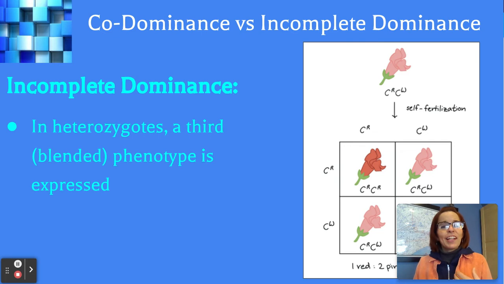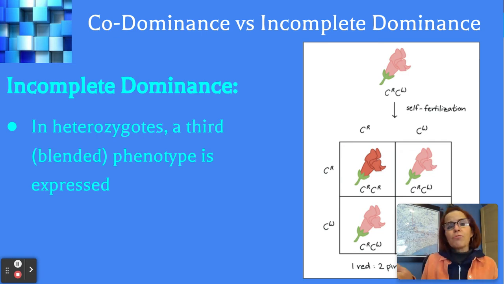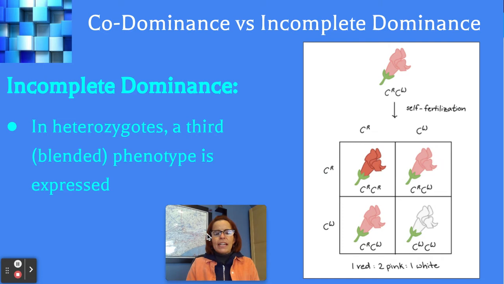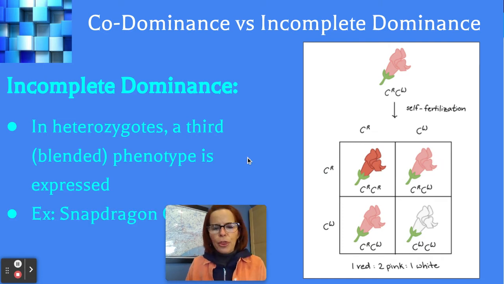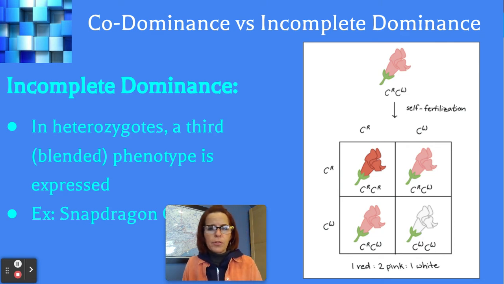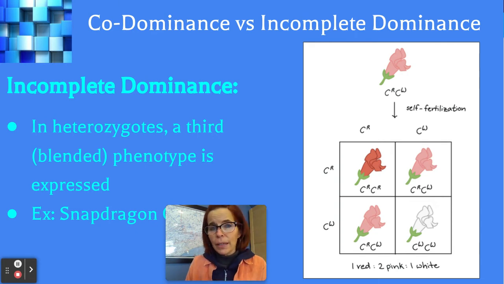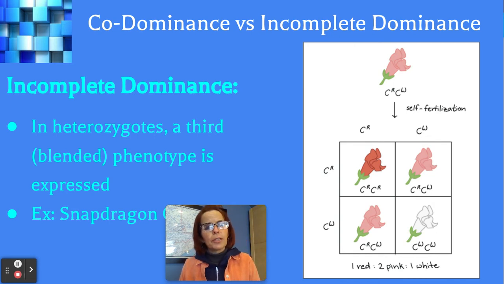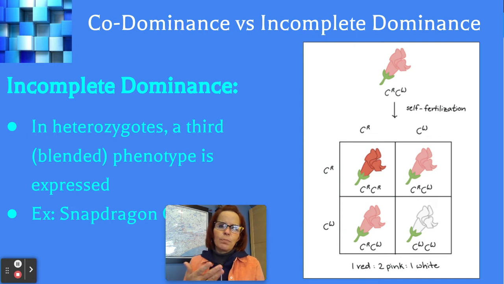Incomplete dominance is kind of what people in Mendel's era believed usually happened, and that's the blending idea. So that's where they're both equally dominant. You can see it in this diagram. In the Punnett square here, it says in heterozygotes, again, a third blended phenotype is expressed. So in this case, if an individual, a snapdragon flower, is CRCR, then it's red. If it's CWCW, then it's white. But if it's heterozygous, it blends the two colors and we get pink. If this had been codominant, we would see both colors and the CRCW would be red and white. In this case, it's blended to be pink.